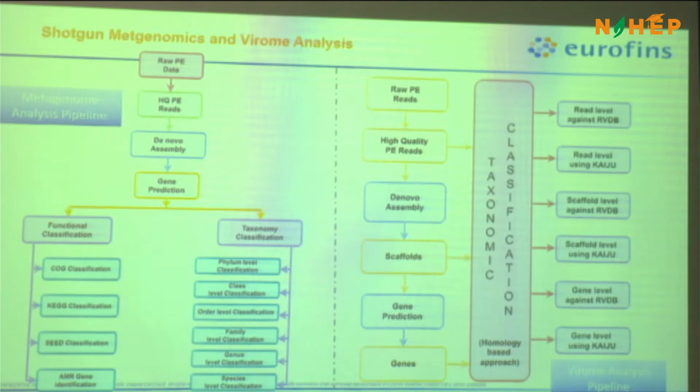After the de novo assembly, we predict the genes. In this de novo assembly, we expect that everything is there, whether it is virus, fungus, or bacteria, and we directly go and predict the genes. Once we are done with the prediction of genes, we go with taxonomic classification at one end, and at the other end we go with functional classification.